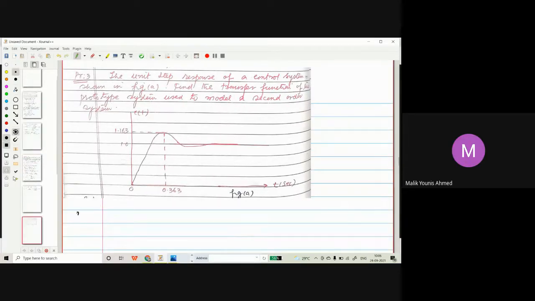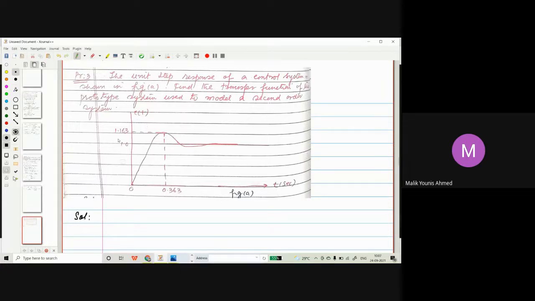Now, what is this? It's a very simple question. The unit step response of a control system is shown in the figure. The response is already given to you. Earlier you had been asked to form the transfer function and obtain the response. Now the response is given, and you need to find the transfer function. Find the transfer function of the prototype system. I already told what a prototype system is: a replica of the exact system with some assumptions, since we cannot have an exact system. A prototype system is used to model a second order system.